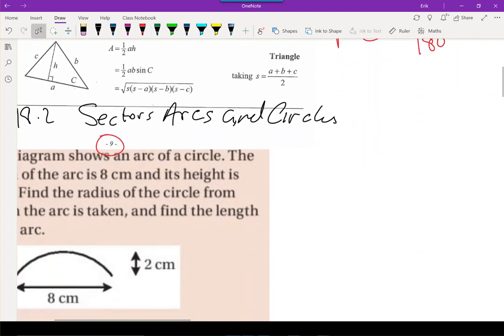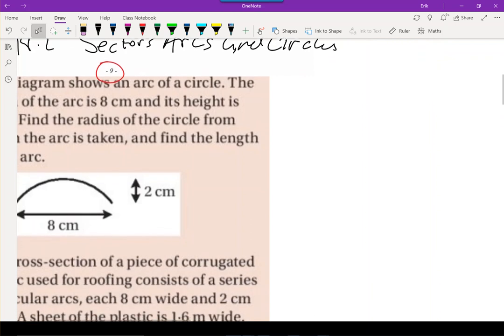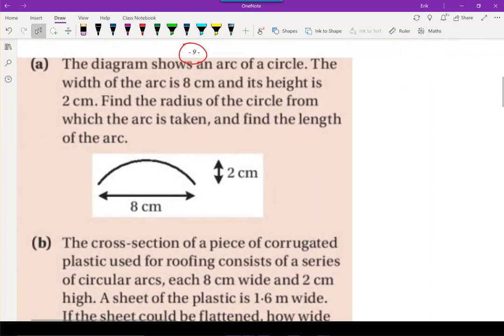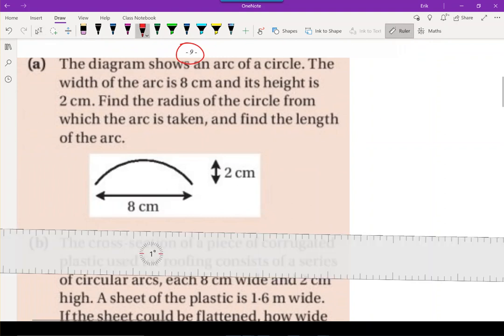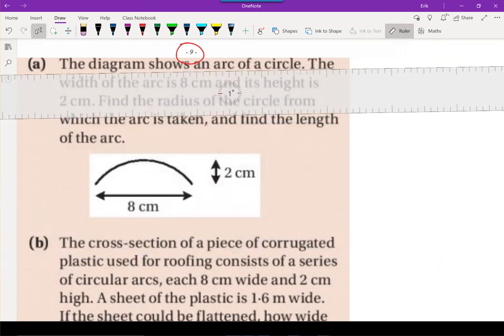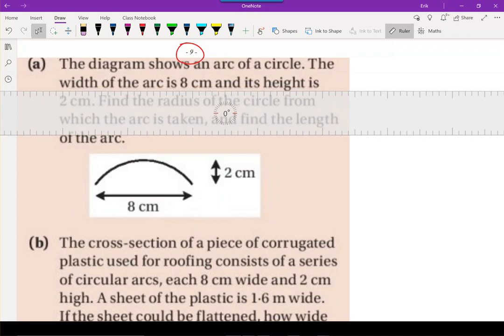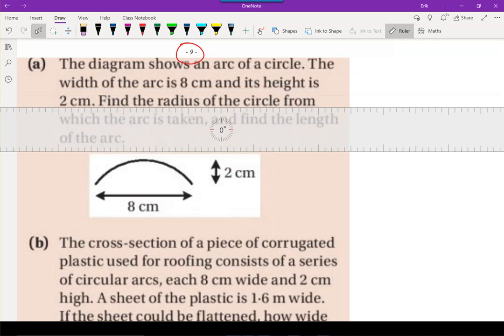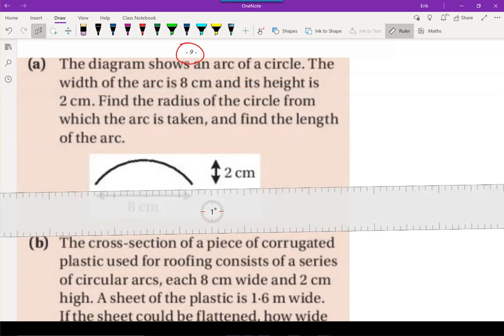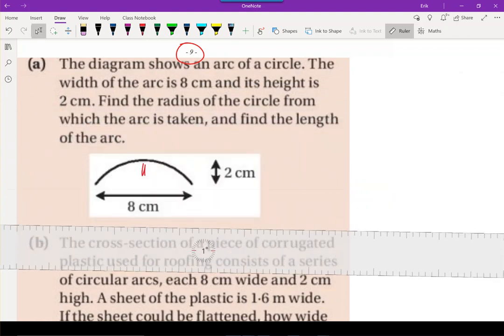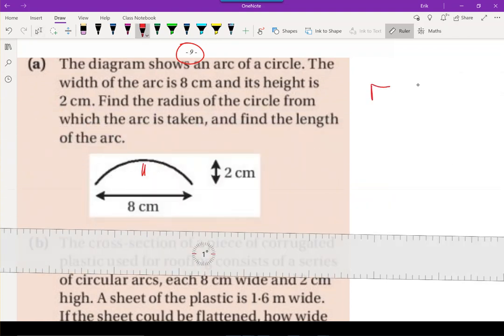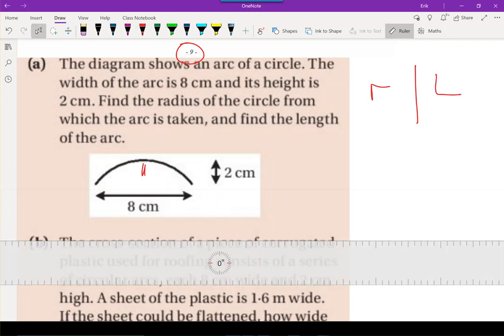Okay, let's get down to some problem solving. So we have an arc of a circle. The width is 8 and the height is 2 as shown. So there's 2 in here. Find the radius of the circle and find the length. So 2 tasks: the radius and the length of the arc. Great.